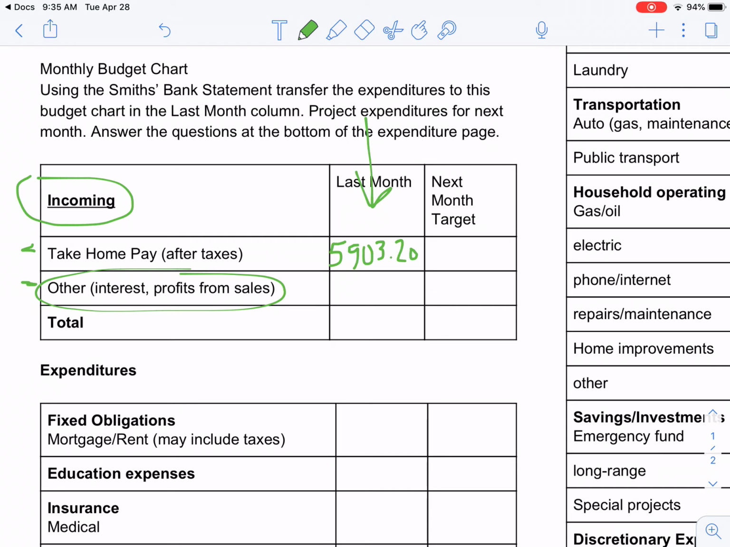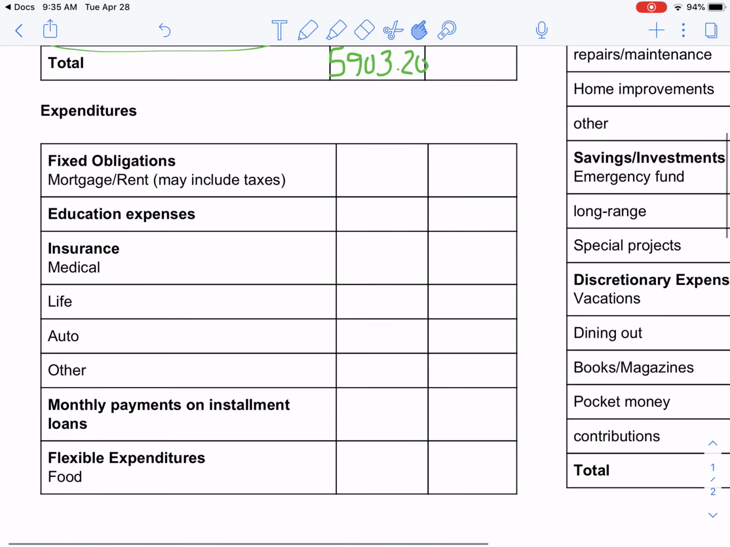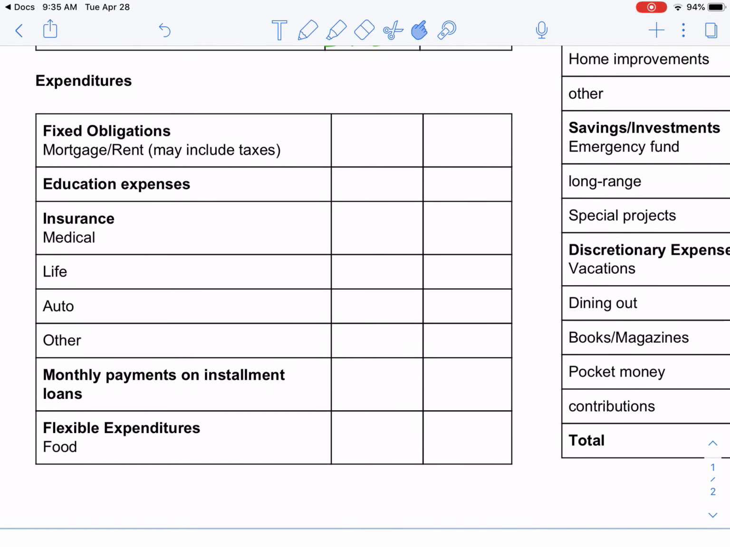Looking over the Smith family budget, they do not have any additional income. So their total is $5,903.20. Get into the habit of always, even if there's a zero, always pulling down so that your total line is full. All right, so what we're going to focus on today is expenditures.